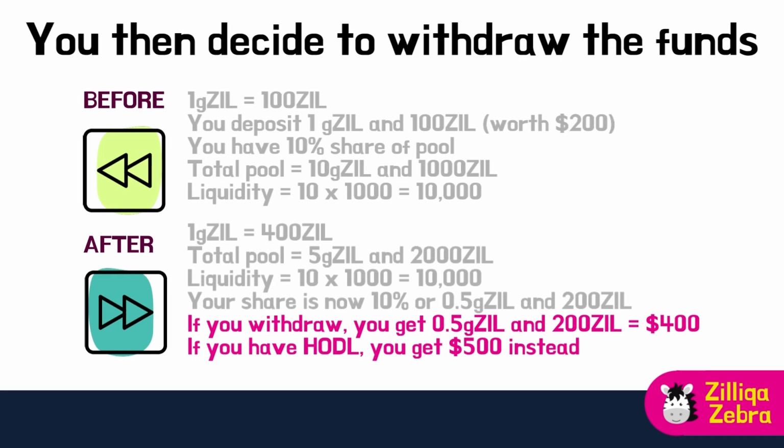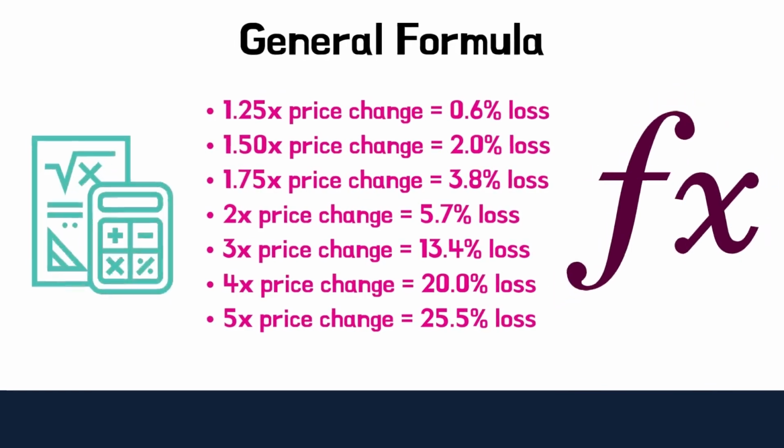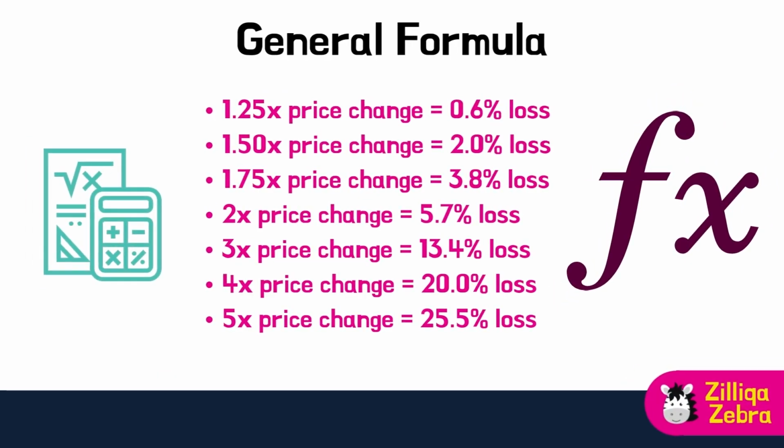However, what if you had decided to hold your 1 gZIL and 100 ZIL? The combined value would be 500 ZIL or $500. In this case, you would have been better off holding your assets than putting them as liquidity in the liquidity pool. Of course, you will be earning trading fees, which may help to offset your impermanent loss.